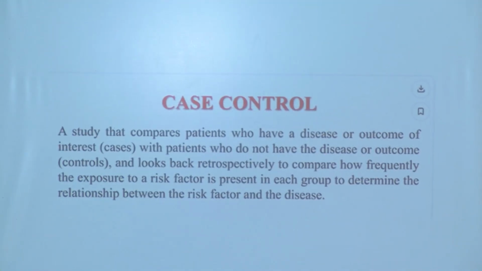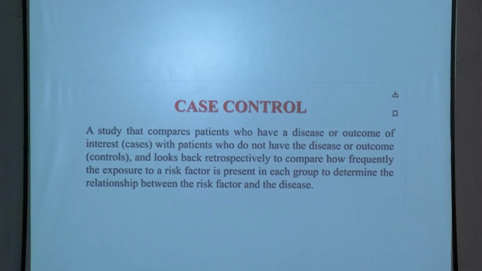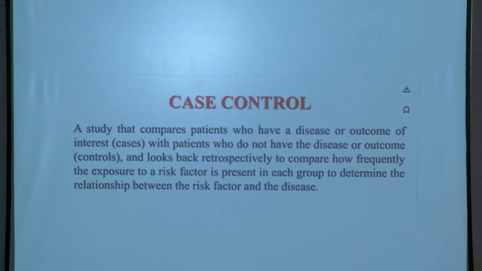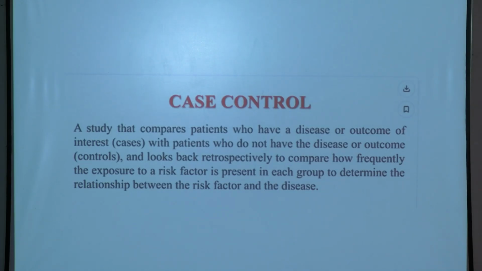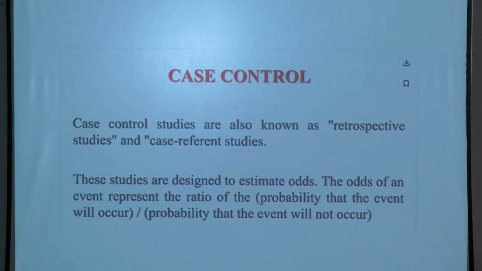So here is a study that compares patients who have a disease with patients who do not have the disease, and it looks back retrospectively. Retrospectively means the event has occurred. Somebody's got cancer, or diabetes, so the disease has already occurred. You're comparing it with controls. This is also called a retrospective study or a case reference study.